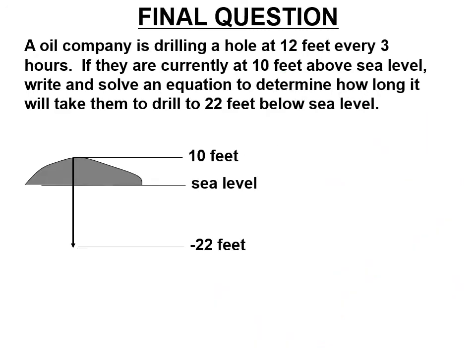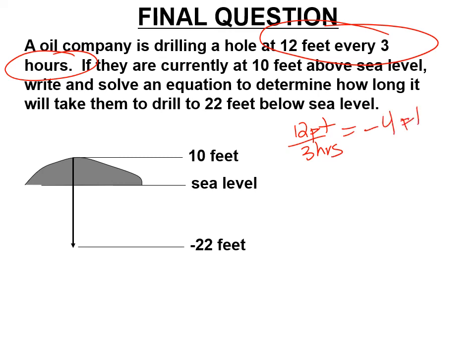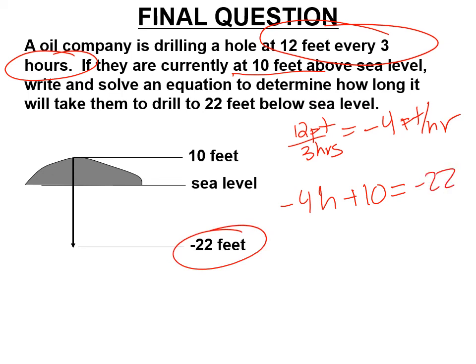All right, final question. So there's that hole drilling down. There's going to be one on the test like that. It messes a lot of people up. So you're drilling at 12 feet every 3 hours. 12 feet every 3 hours is down 4 feet per hour. That's our coefficient. And let's use h for hours again. And they're currently at 10 feet above sea level, and we're drilling down to 22 feet below sea level.